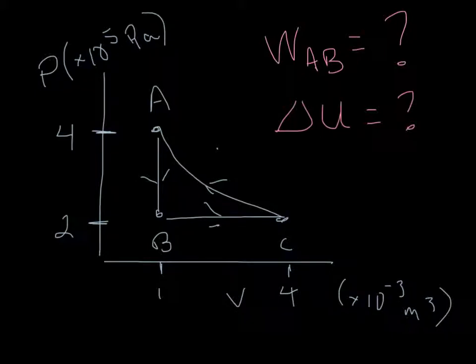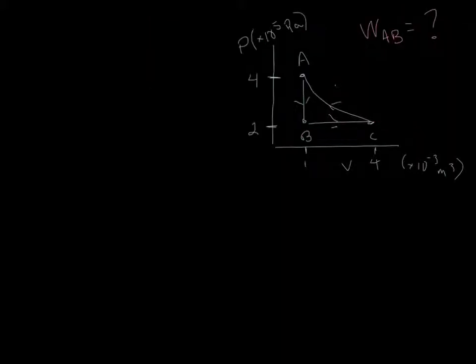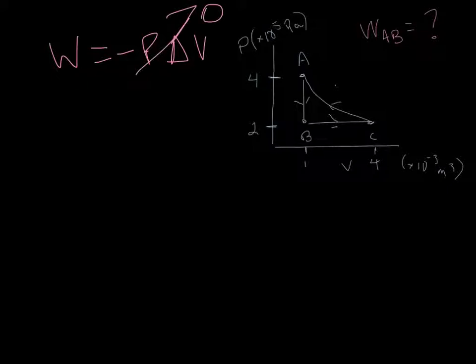So now let's take a look at the work done from A to B, and also delta U from A to B. So let's go through each one of those. Well, first of all, the work done from A to B, well, work is equal to negative P delta V. Hey, delta V is 0. That's 0. No work being done. So in this particular part, no work.